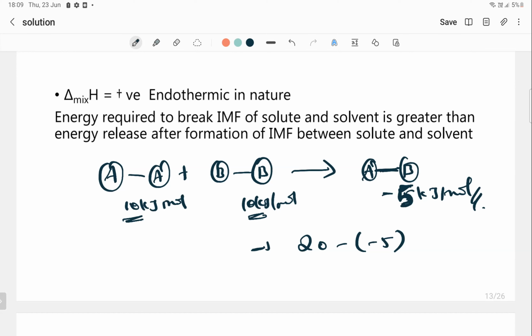In thermodynamics, both endothermic and exothermic, whatever. There, the amount of energy supplied and the amount of energy released, that is for the constant. So you are using the formula there: enthalpy of product minus reactant for your change in enthalpy. But in this non-ideal solution, we have not taken that formula. Only calculate the net energy change. You can take the product minus reactant also.